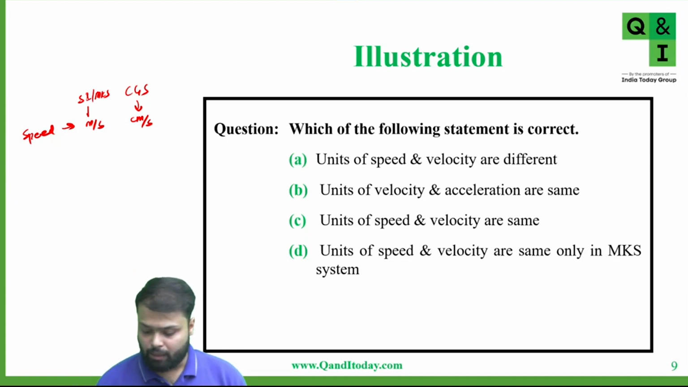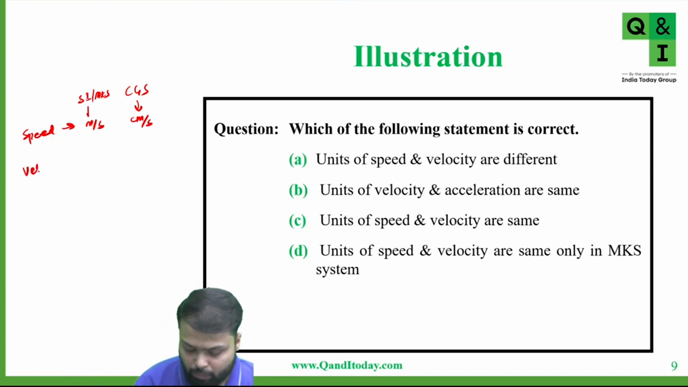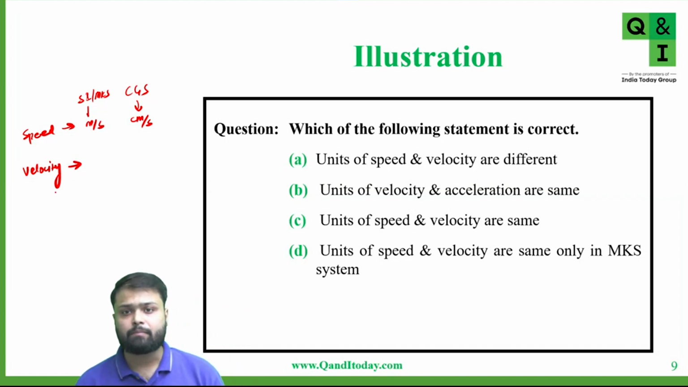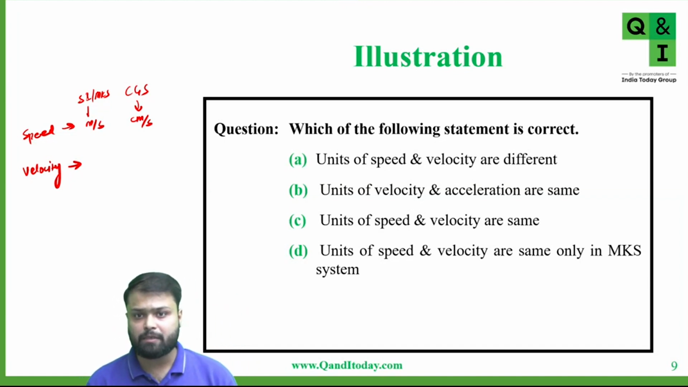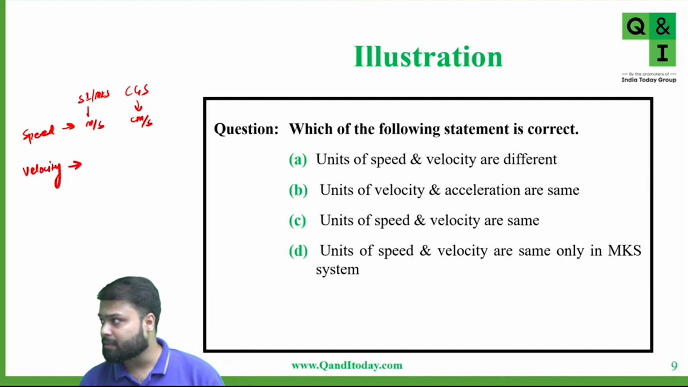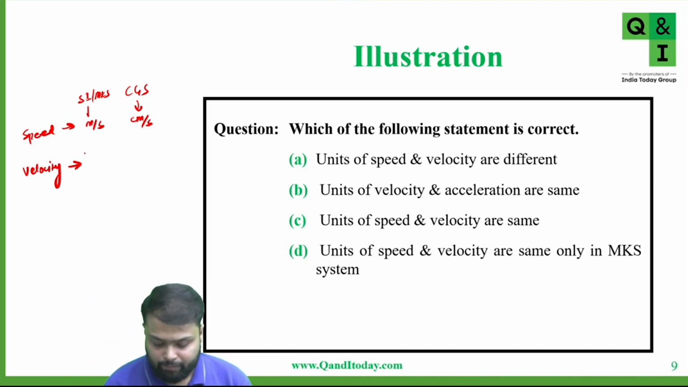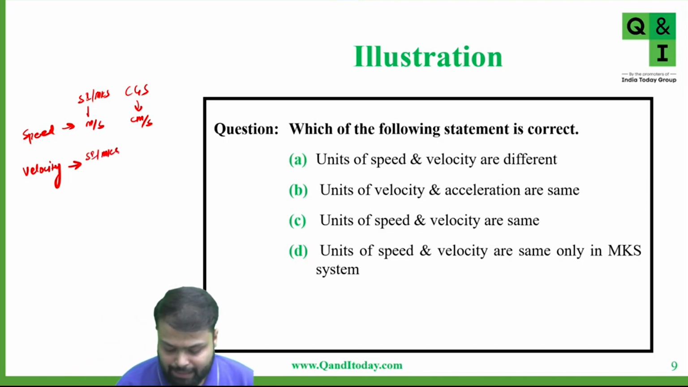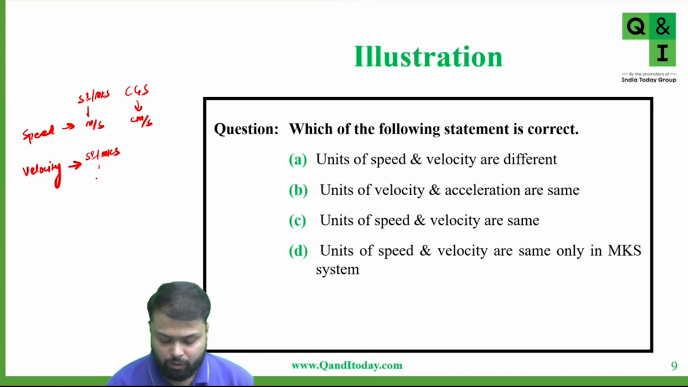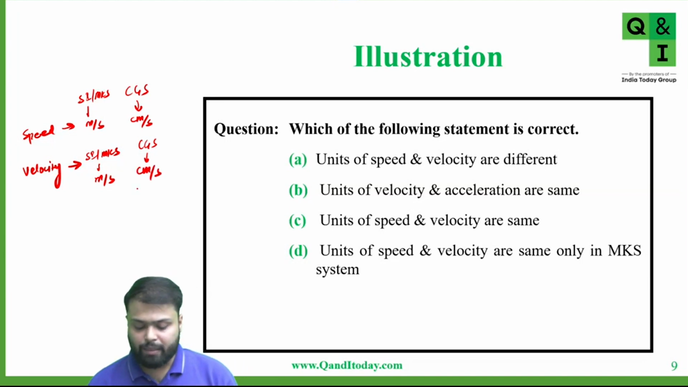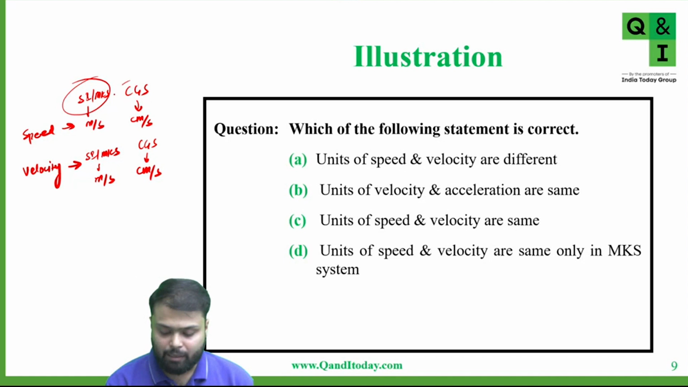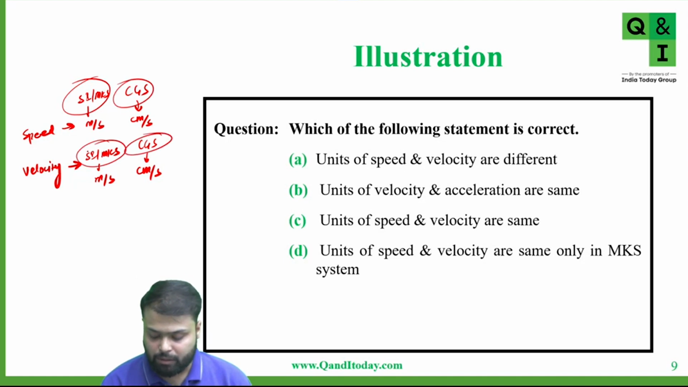Now if we talk about velocity, again, velocity is displacement upon time. Now, what is displacement? Unit of displacement is meter. Time is second in MK system. Yes or no? Very good. So in SI or MK system, unit of velocity is meter per second. But in CGS, again, length is measured in centimeter and time in second. So you can say in both system of unit, SI or MKS, unit of speed and velocity are same.